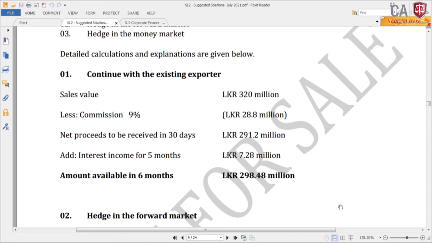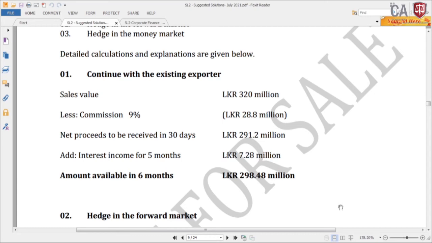Even though the customer in Europe is taking 6 months to pay, when you sell to a Sri Lankan company, you are going to get the money in 1 month's time. So in 1 month you get 291.2 million after the commission, which you can invest. You can deposit that money for 5 months, because your comparison is with the 6 months story, at the Sri Lankan rupee deposit rate of 6% per annum. Then you get 298.48. So 302 million is in the forward exchange contract, 324 million is in money market hedging, and with your present customer in Sri Lanka, PQR, the net proceeds you get are 298 million.